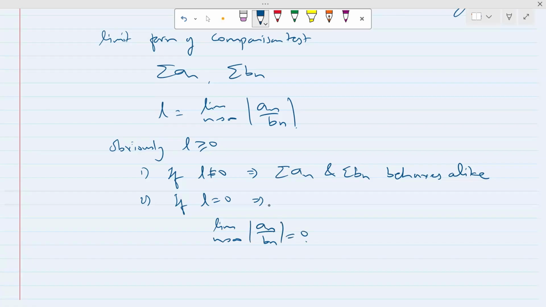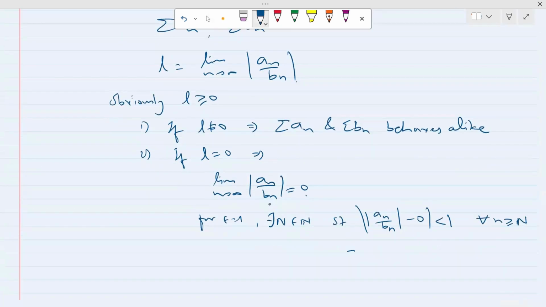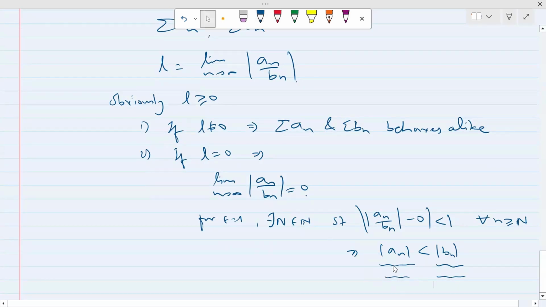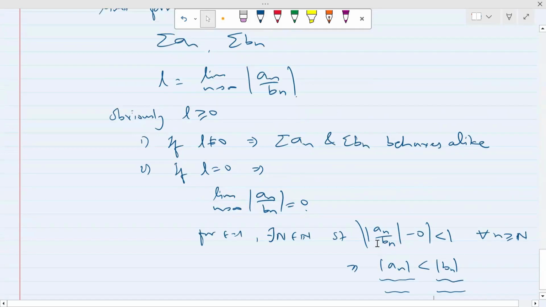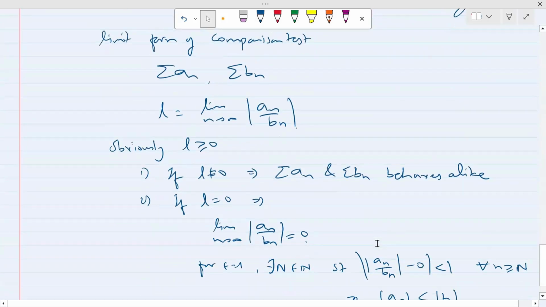So when you apply the definition for epsilon equal to 1, there exists n belonging to N so that mod of an by bn minus 0 is less than 1 for all n greater than or equal to n. So you will have mod an is less than mod bn. So if this converges, this also converges. And if this diverges, this also diverges. Series on the upper side converges, then series on the lower side converges. So we have only one kind of conclusion. This is about the comparison and limit form of comparison test.